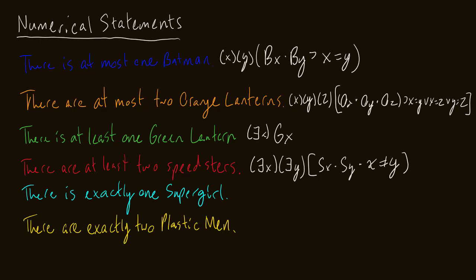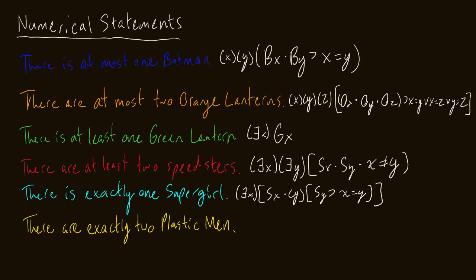So first what I want to do is say there is exactly one Supergirl. So I'll say there exists an X such that X is Supergirl. So there's that. And for all Y, if Y is Supergirl, then it must be the case that X is equal to Y. Let's make sure we close up all parentheses.